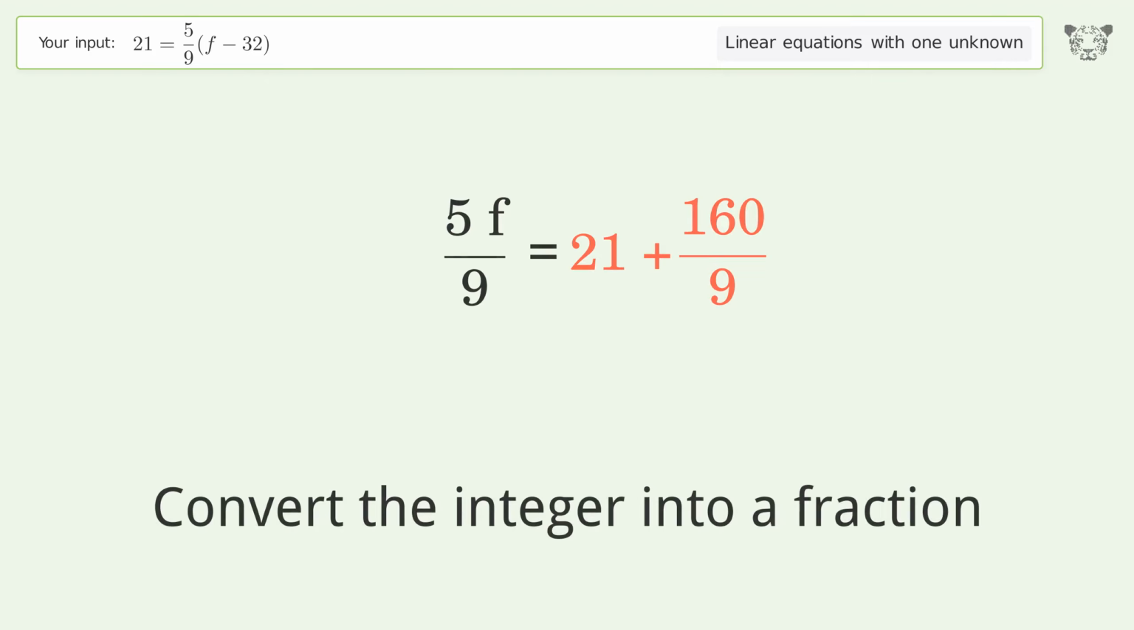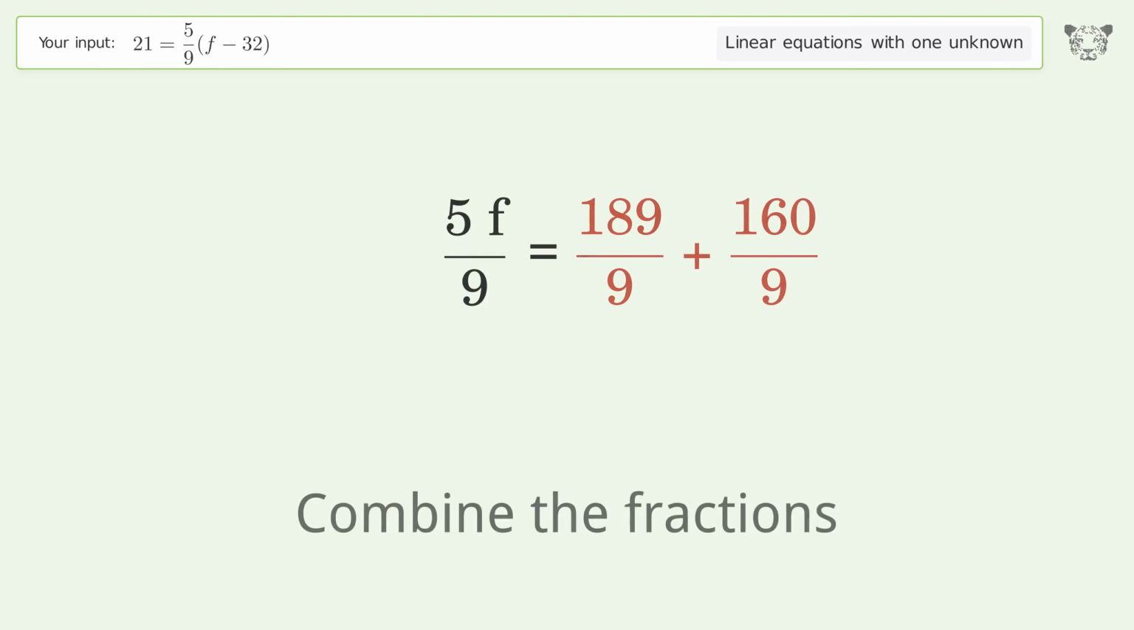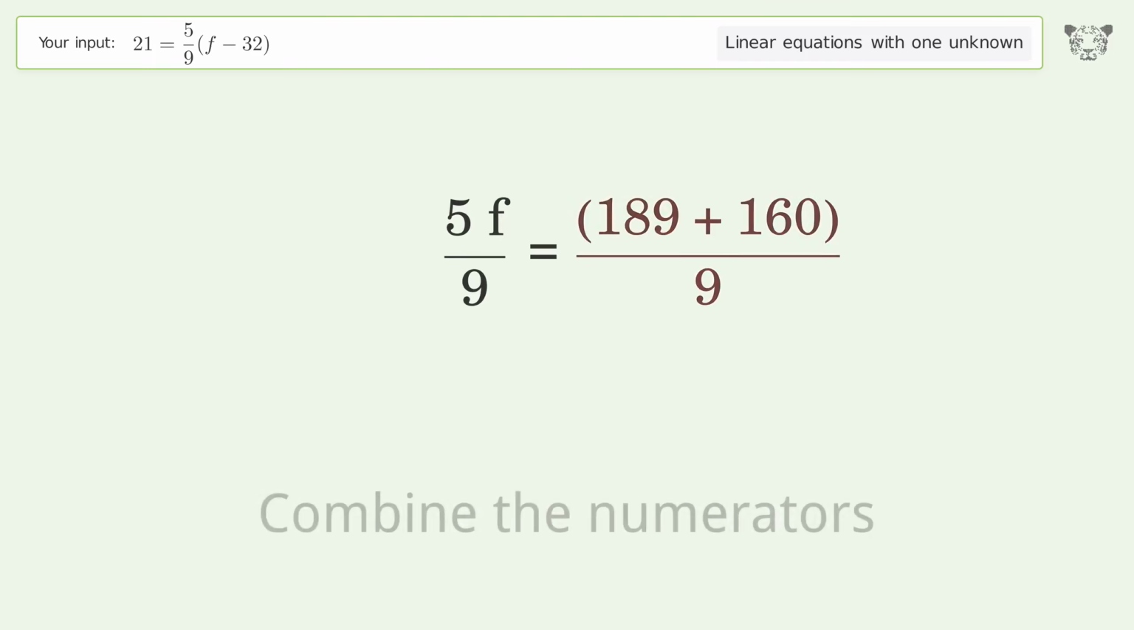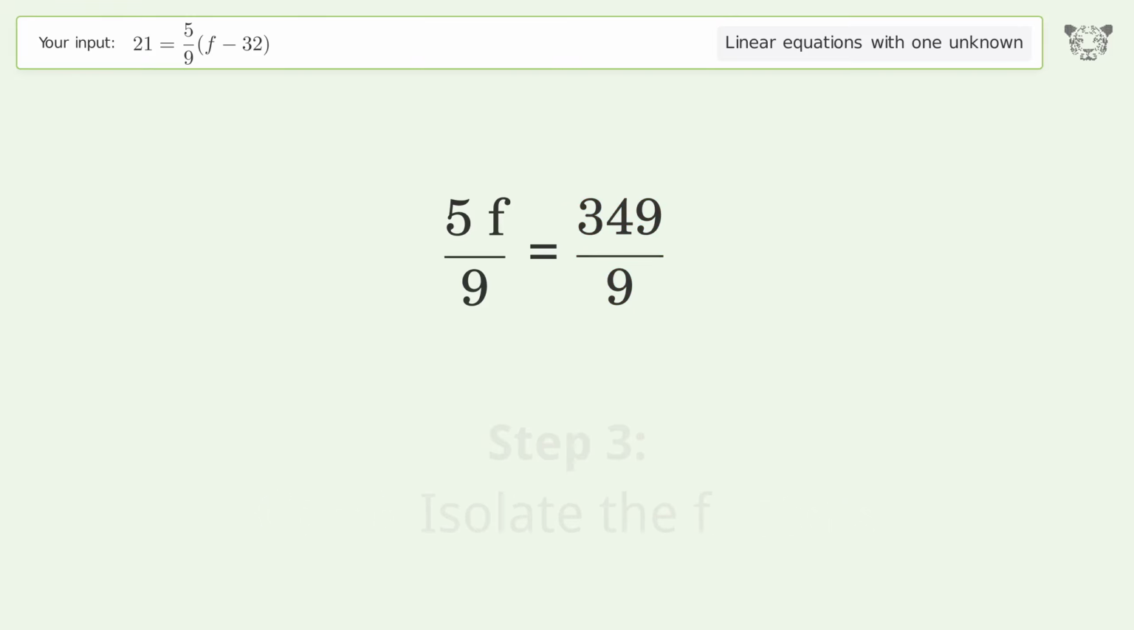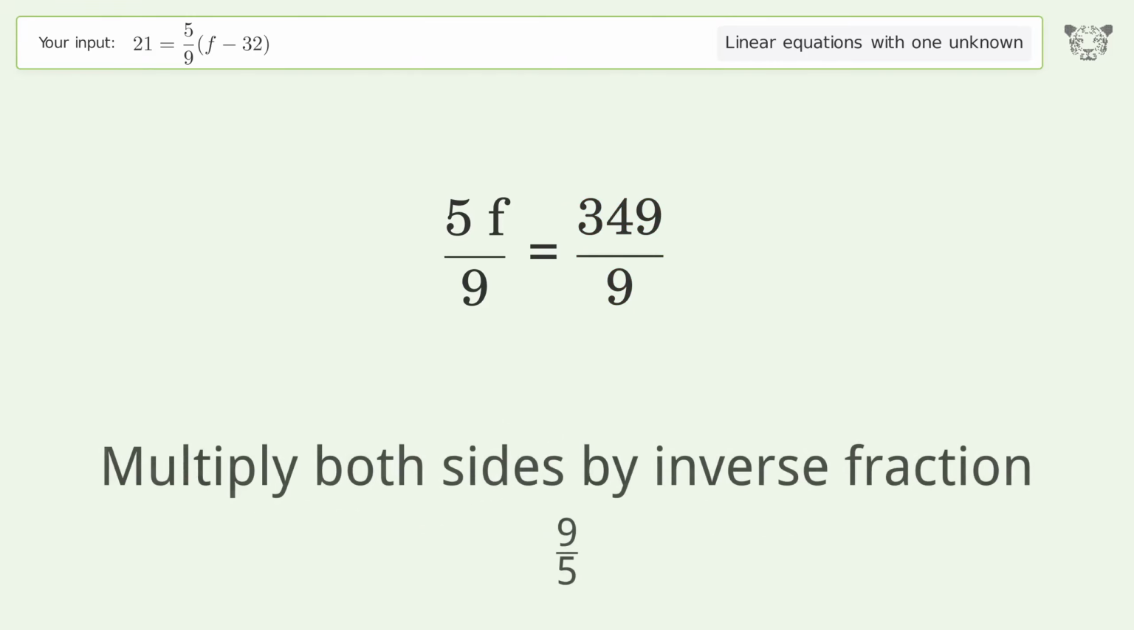Convert the integer into a fraction. Combine the fractions. Combine the numerators. Isolate the f. Multiply both sides by inverse fraction 9/5.